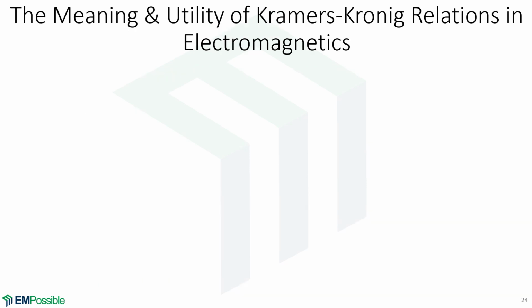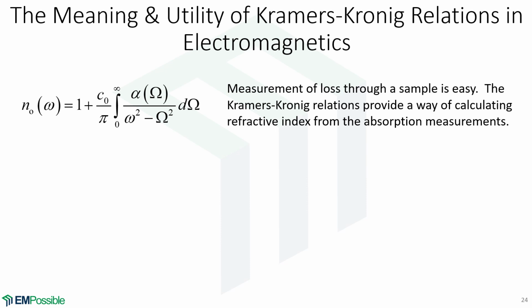So in conclusion, here is the meaning and the utility of the Kramers-Kronig relations in electromagnetics. And I have 3 main points. The first one is it's very easy to measure loss through a sample, and that'd be our absorption coefficient here, for example. Much more difficult to measure refractive index. But we can take a simple measurement, apply our Kramers-Kronig relation, and retrieve refractive index from it.